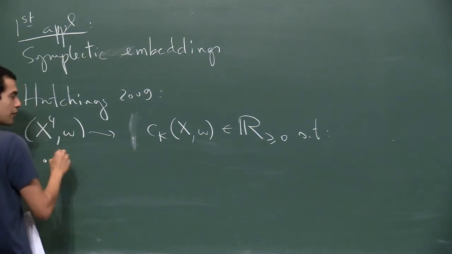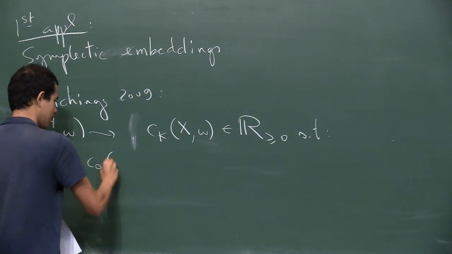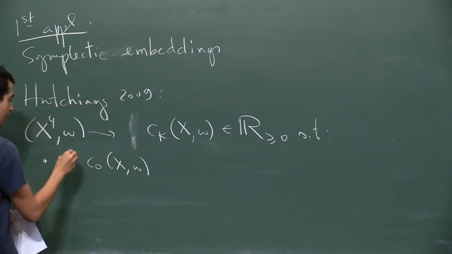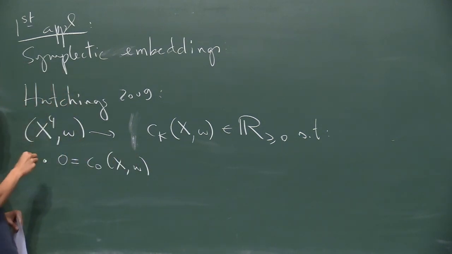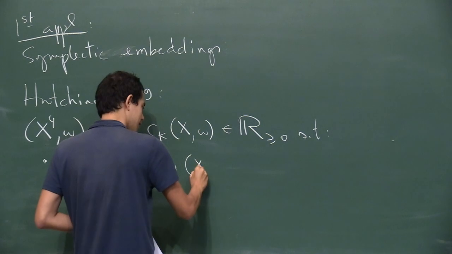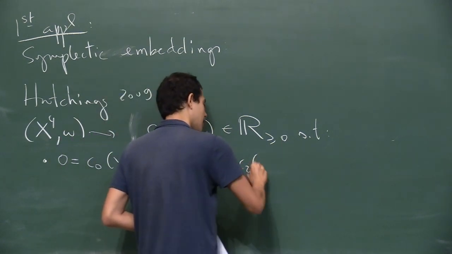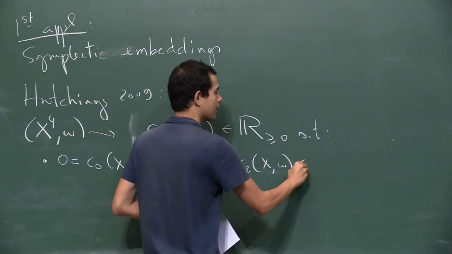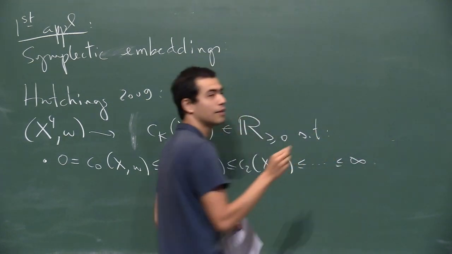This is a non-decreasing sequence. So the first one is always 0, or the 0th one is 0. And then they get bigger, or they don't get smaller. And they could even, at some point, be infinite.